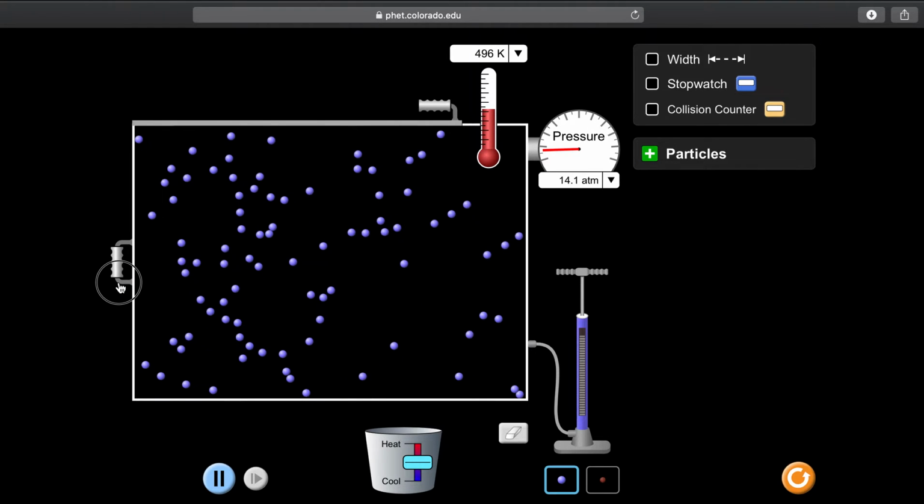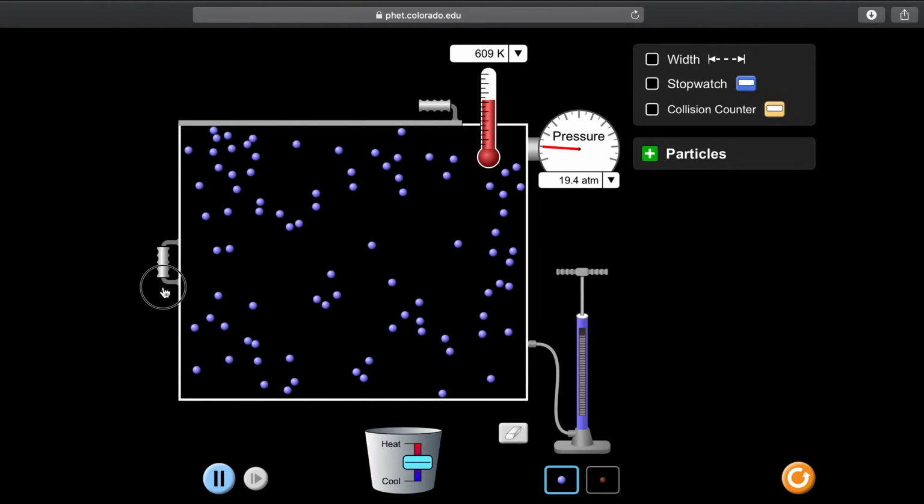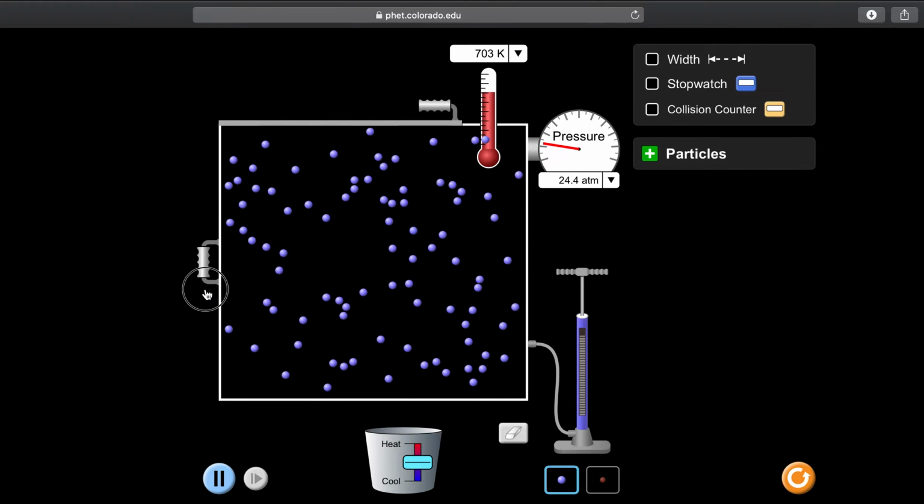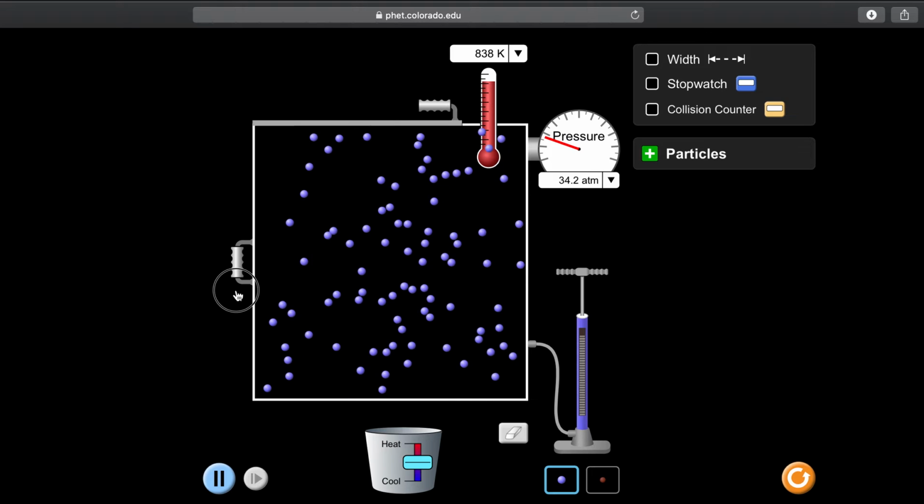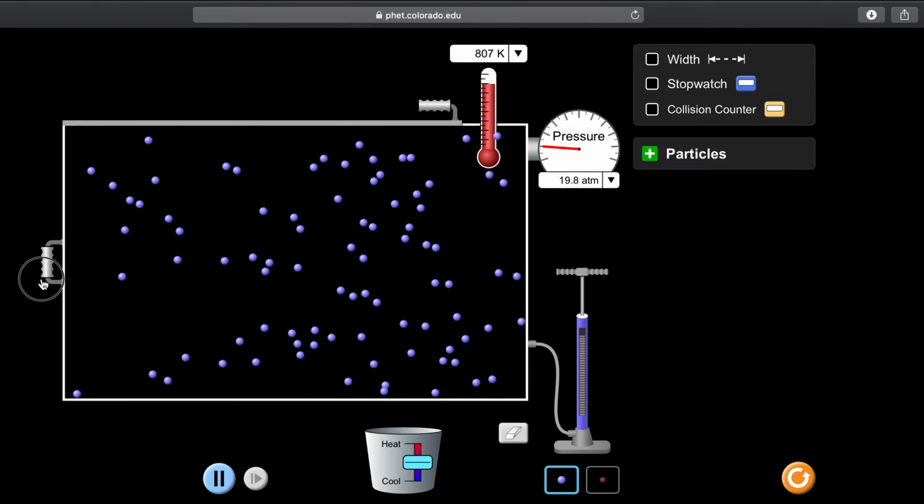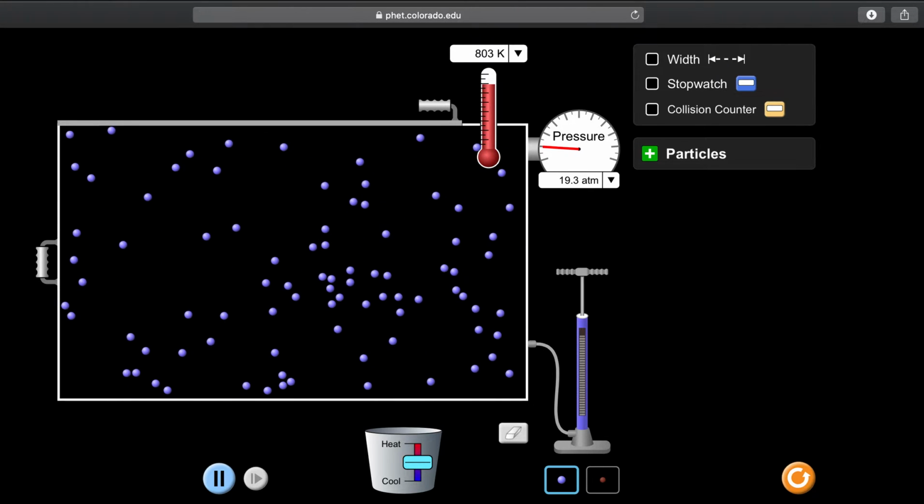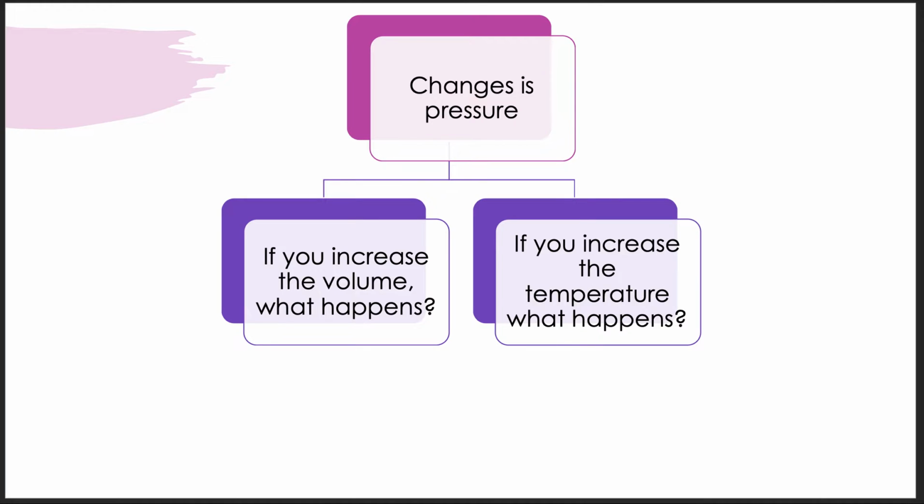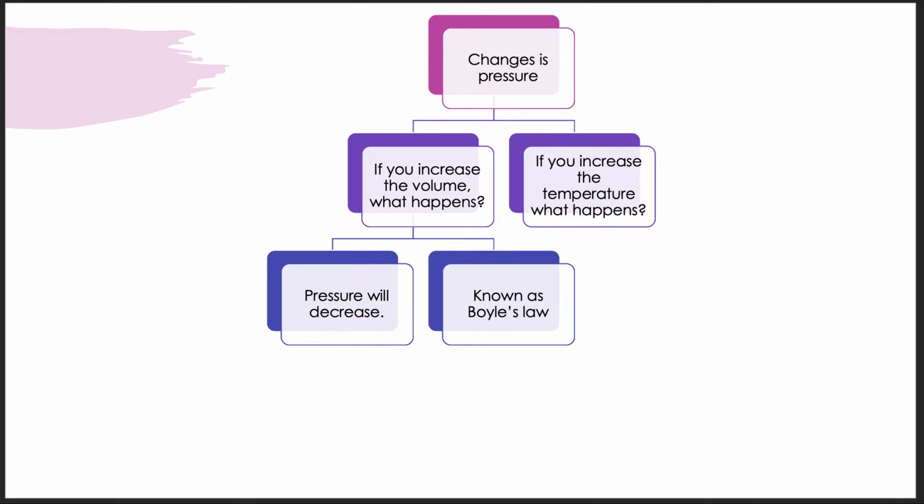Okay, I start to increase volume. I'm starting to decrease volume and pressure is increasing. I go back to increasing volume and pressure is decreasing. So it has an inverse relationship. So if you increase volume, pressure will decrease, and it works the other way around. If you increase volume, pressure will decrease. And this is called an inverse relationship, okay?